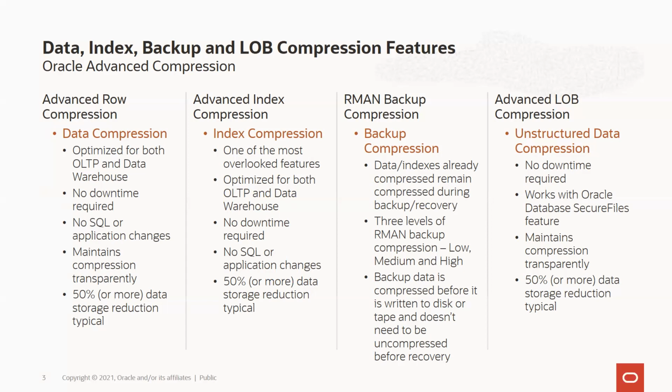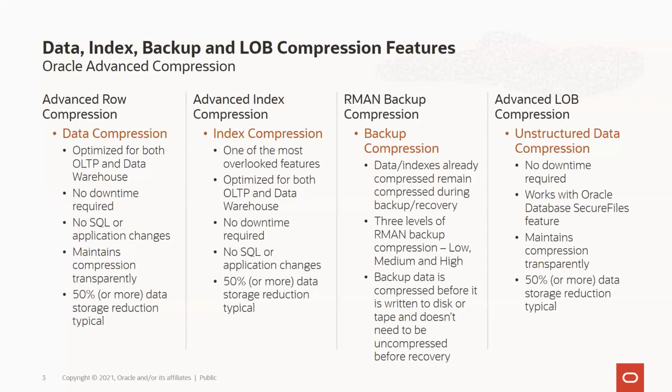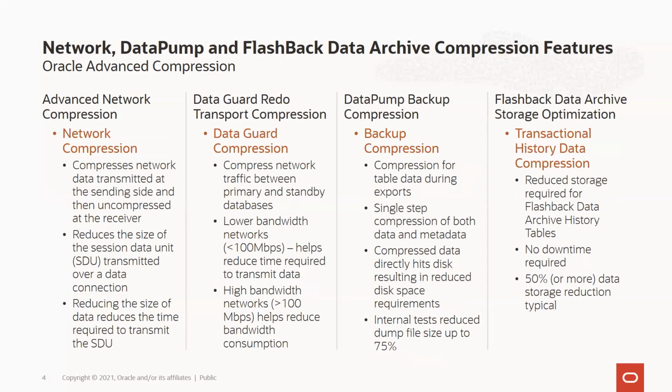RMAN backup compression helps reduce the size of your backups, which usually translates to faster backups and faster recovery. And Advanced LOB Compression can compress the LOBs that are stored in SecureFiles. So again, about a 50% reduction in the footprint there. Those are really the big four, but there are some other features that you should be aware of as well, and these are included as part of Advanced Compression.